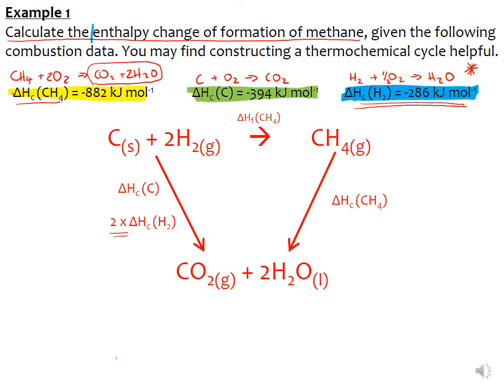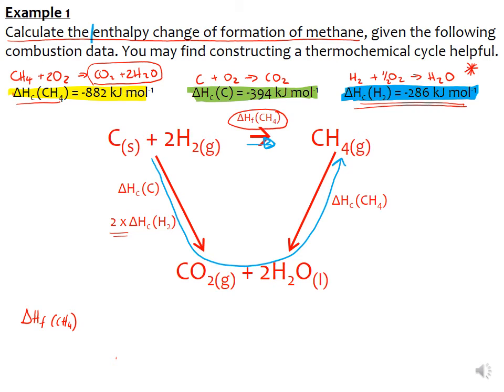So how do we do a calculation for this? Well, we want to work out delta HF for methane. Delta H, not A, so delta HF for methane is what we want to be finding out. So we want this direction, but we are going to be going this way around the cycle.